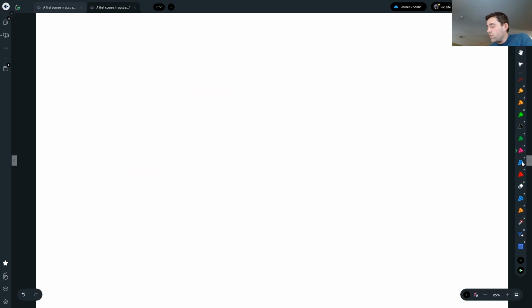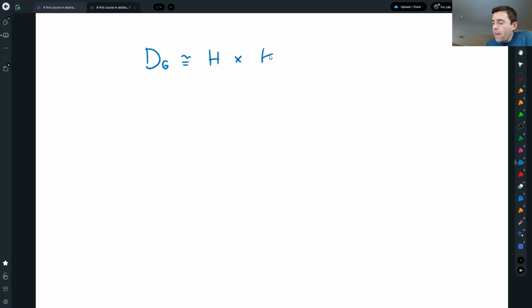Now, what I've just proved is that D6 is isomorphic to that group H cross that group K, and H is just 1, R cubed, a group with two elements. It's a cyclic group with two elements, and we proved that every cyclic group with a prime number of elements is isomorphic to Z modulo p. So this is isomorphic to Z modulo 2.